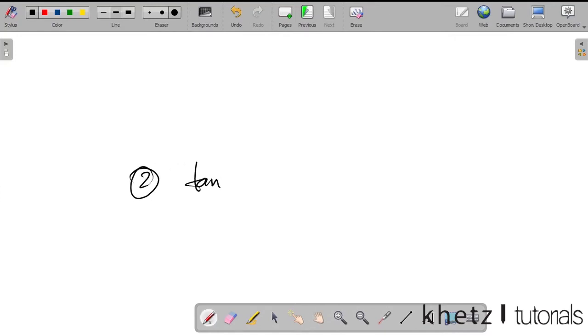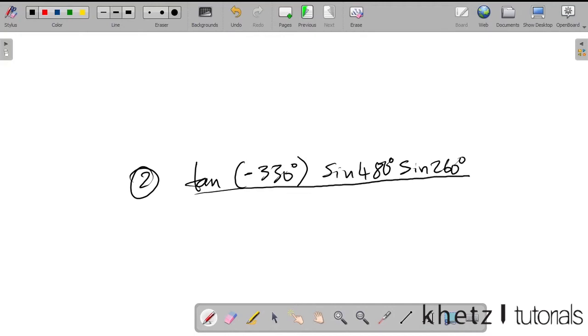So let's say you're given this and you're asked to simplify it, given the following. You're given negative 330 degrees, given sine of 480 degrees, and you're given the sine of 260 degrees, and you have a denominator which has cosine of 225 degrees. Then you have sine of 315 degrees.